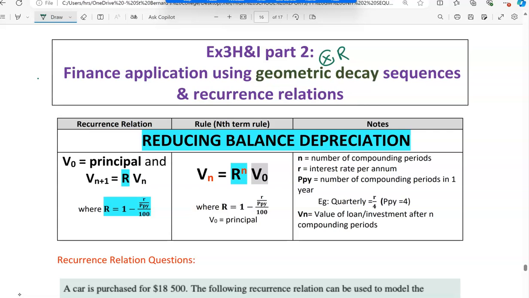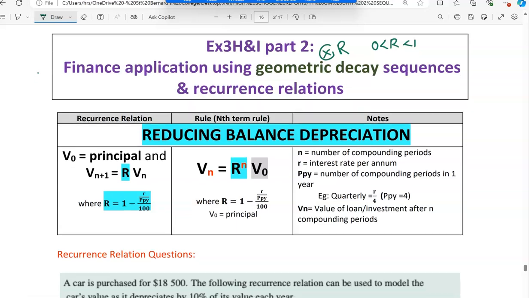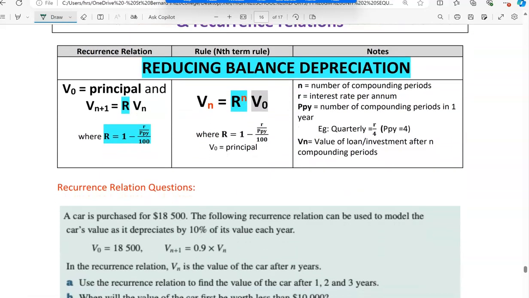And because it's decay, that R number, like the common ratio, is going to be a number less than 1, but it's also greater than 0. It's not a negative number. But if it's less than 1, you'll end up getting decay. So what we call that is reducing balance depreciation. So we've got it here, and this is what we'll see on our formula sheet.